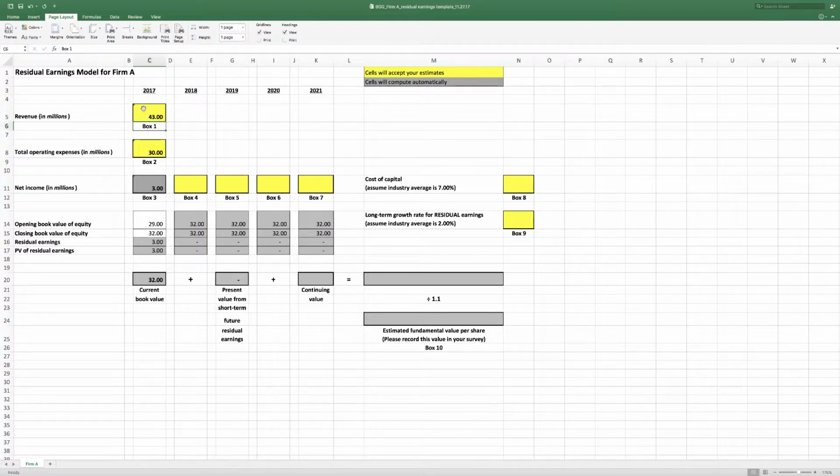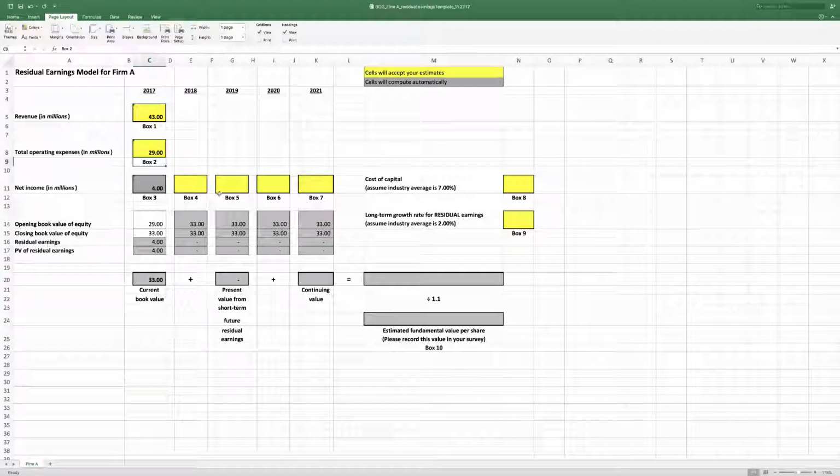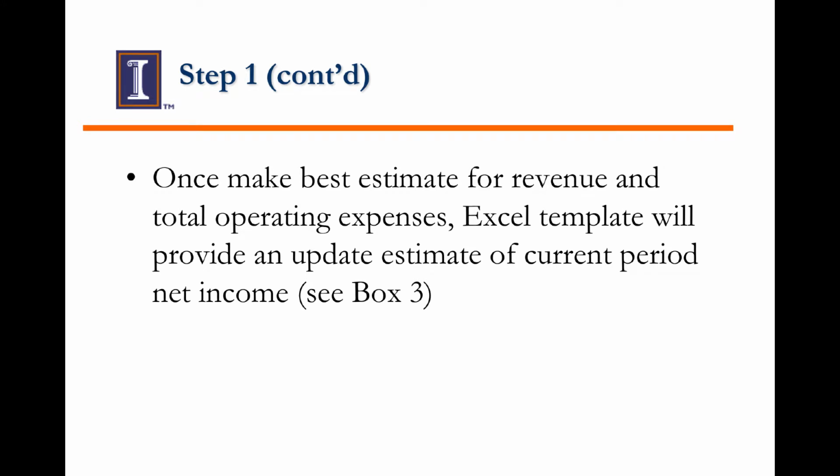Or if Firm A has a non-recurring expense of $1 million, I will subtract that from reported operating expenses and put adjusted operating expenses of $29 million. Once we input these amounts, the Excel spreadsheet provides us with an updated estimate of true net income in box 3. This amount is $4 million.